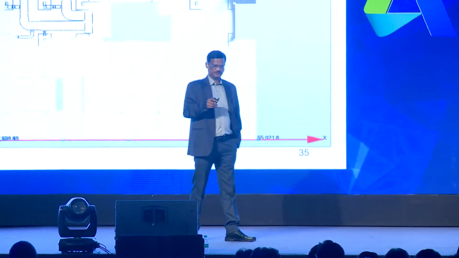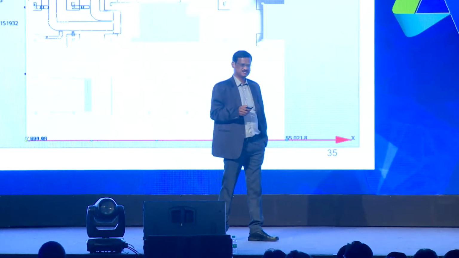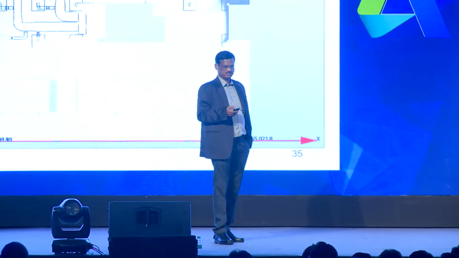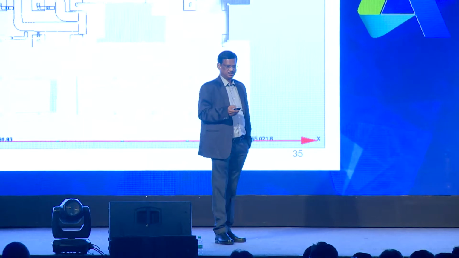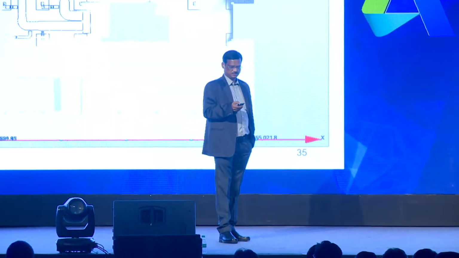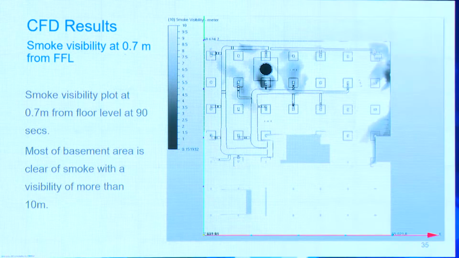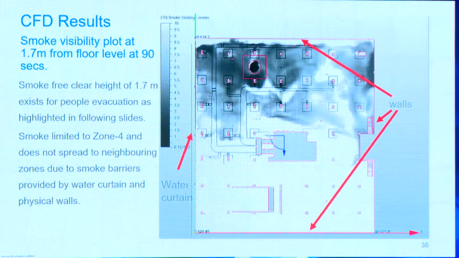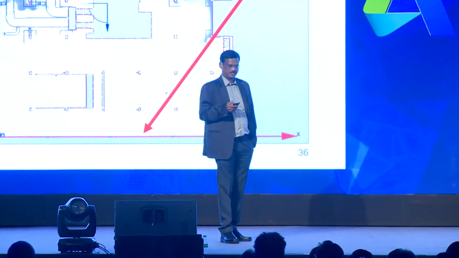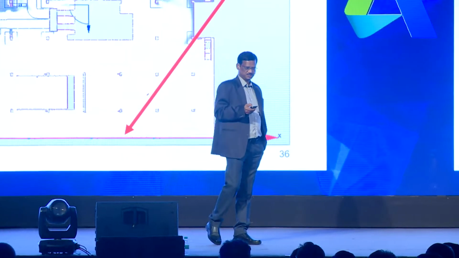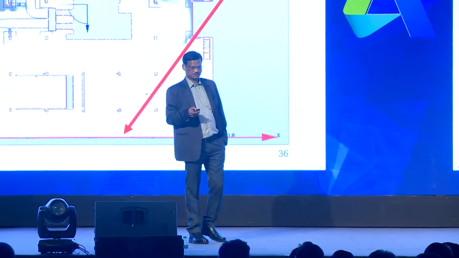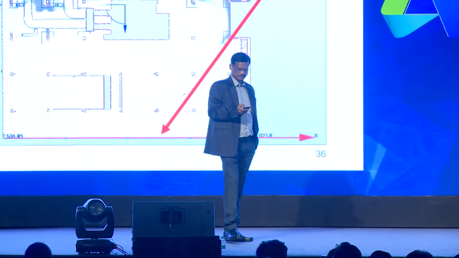So from the CFD, you can actually get the smoke visibility values. And here you see smoke visibility at 0.7 meter. And here you can see that most of the basement is free from smoke. Therefore, visibility is greater than 10 meters. And similarly, at 1.7 meter, that is the occupied head level for people, the breathing level actually, we have the basement free from smoke.